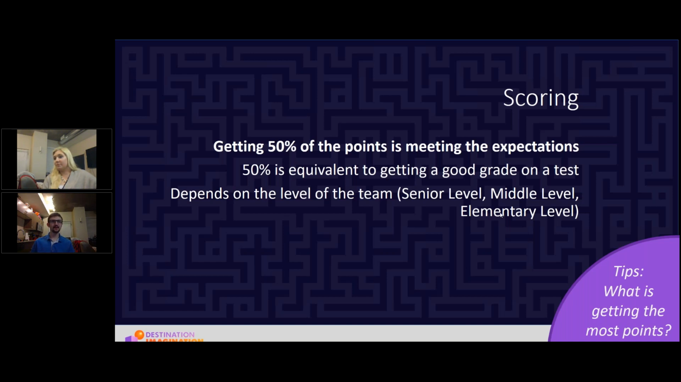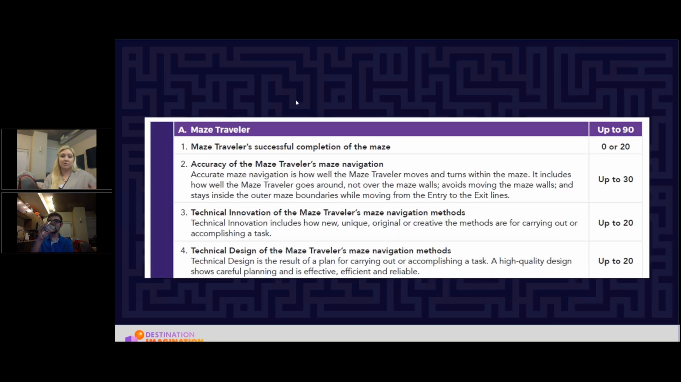When we're trying to calibrate ourselves as appraisers, we think, okay, what do I expect a team of this level to do? And if they do that, that's about a 15. So I just pulled one section of the scoring. You can also see this in your team's challenge guide. Here's the maze traveler, and on the side we can see number 2, the accuracy of the maze traveler's navigation.